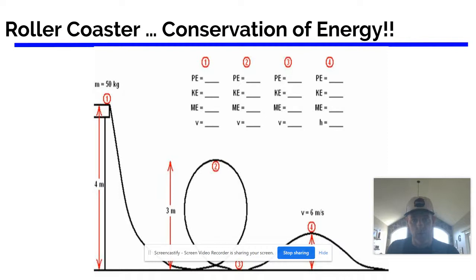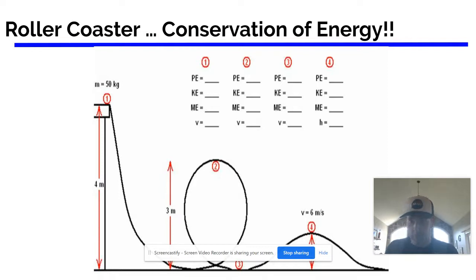Okay. So there's four positions. There's the top of the hill, which as you can see is 4 meters. We have a cart that has a mass of 50 kilograms. The second position is at the top of the loop, and the height there is 3 meters. The third position is as you come out of the loop, where your height is 0 meters. So the cart is essentially on the ground at that point. And then the fourth position, where we don't know the height, but we do know the velocity, is 6 meters per second.